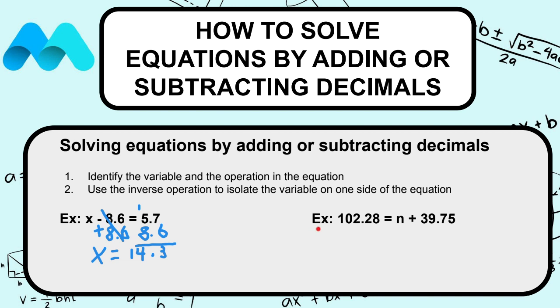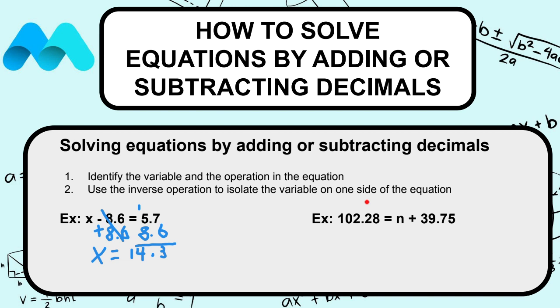Okay, so in the second example, we have 102.28, or 102 and 28 hundredths, equals n plus 39.75, or 39 and 75 hundredths. So what I am going to do here is, one, identify the variable. So the variable is n. And I'm going to identify the operation, which is addition. Okay, step 1 done.